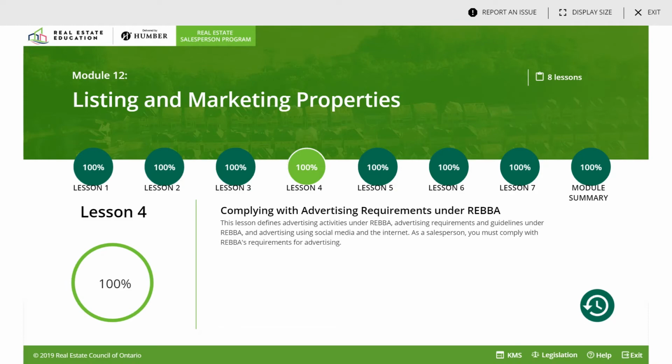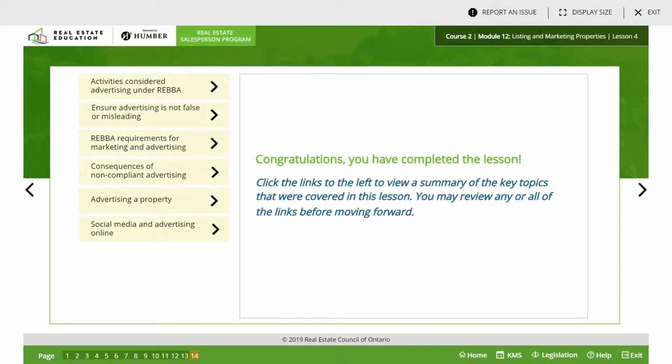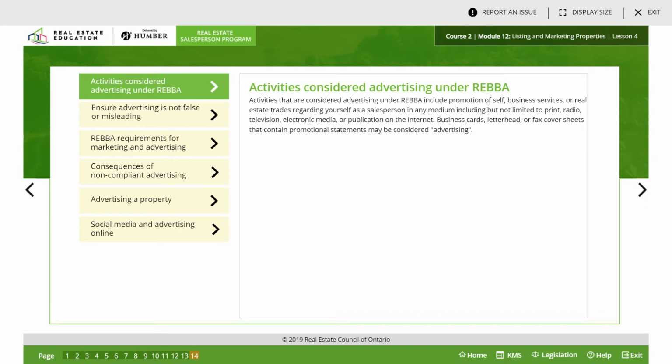Comply with advertising requirements under REBA. So lesson 4, they talk about activities considered advertising under REBA. Activities considered advertising under REBA include promotion of self, business services, or real estate trades regarding yourself in any medium, including but not limited to print, radio, television, electronic media, or publication on internet. Business cards, letterheads, or fax cover sheets that contain promotional statements may be considered advertising.